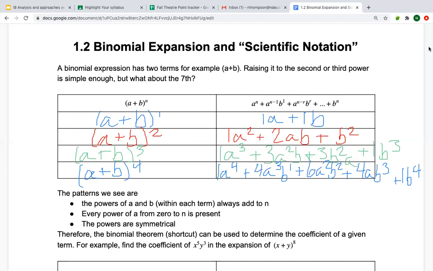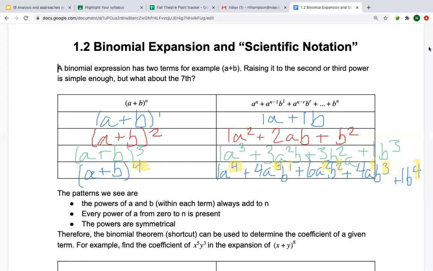But the first pattern that I notice is that the powers always add up to n. And so what I mean by this is, let's look at that last example. We have the fourth to the fourth power. That means that every one of these terms will add to 4. So we have 3 plus 1, we have 2 plus 2, and we have 3 plus 1, and then just 4 plus 0, right?